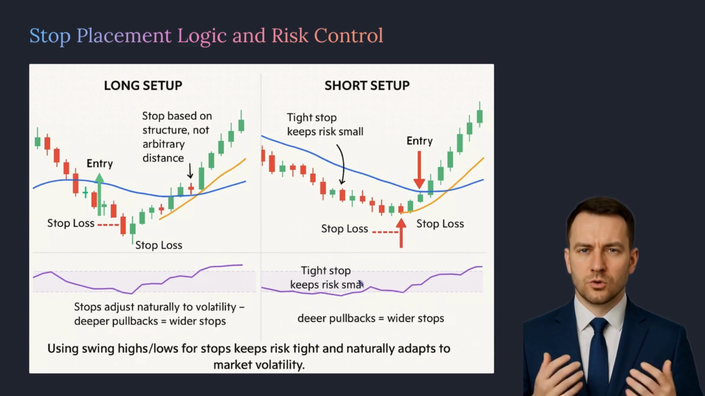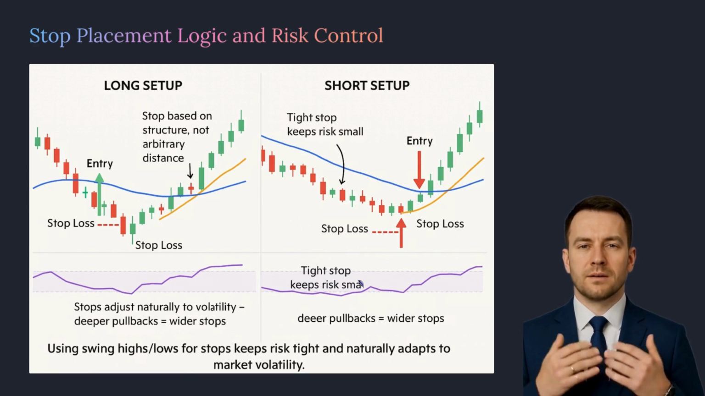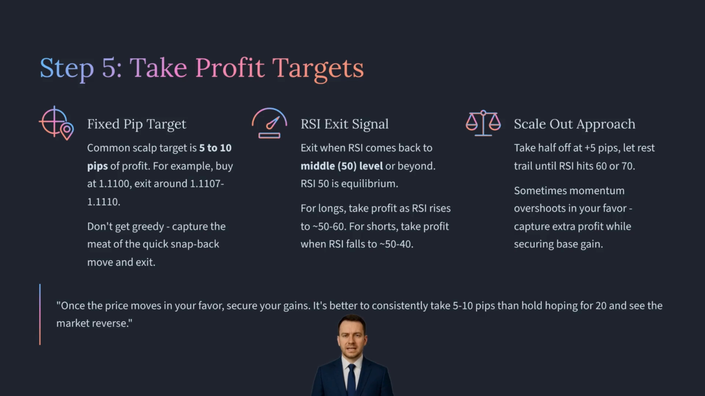This method of using the recent swing high-low for stops aligns nicely with price action and keeps your risk small, often only 5 to 15 pips on a 5-minute chart. It also naturally adjusts to market volatility. A bigger pullback will have a larger swing, hence a slightly larger stop, whereas a shallow pullback will have a very tight stop. Scalping is about securing profits quickly, so you should have a plan for taking profits.